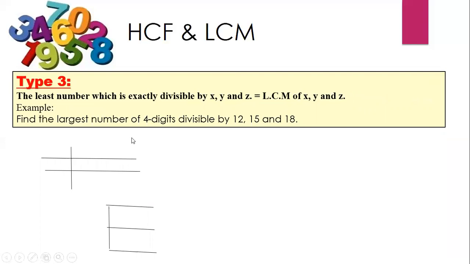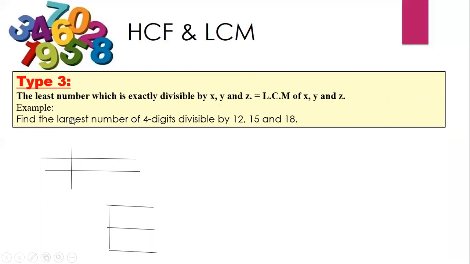The least number which is exactly divisible by x, y and z. So the number which is divisible by x, y and z, which means we need to find out the LCM of x, y and z. The concept behind this is based on the LCM.